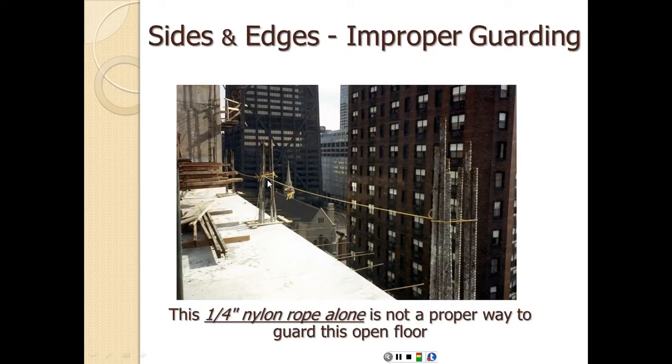Obviously, this is definitely not a guardrail. This cannot be considered a guardrail. It does not resist 200 pounds. It does not have a mid rail. It does not have a toe board. So this 1/4 inch nylon rope alone is not a proper way to guard this open floor. And imagine the height. Here we're talking about probably a 10th floor height or something like that. So definitely a fall from here will result in a fatality.